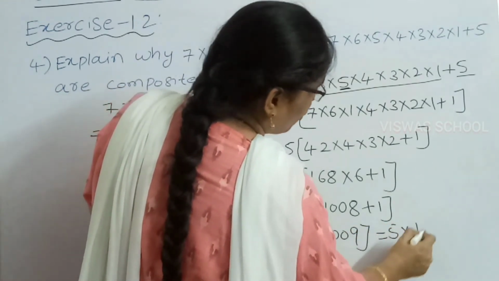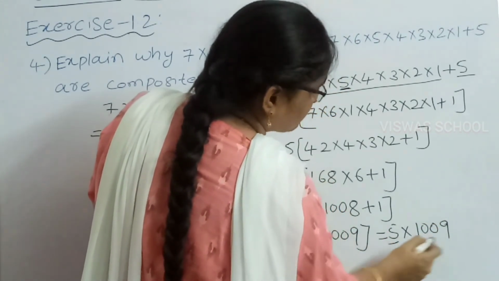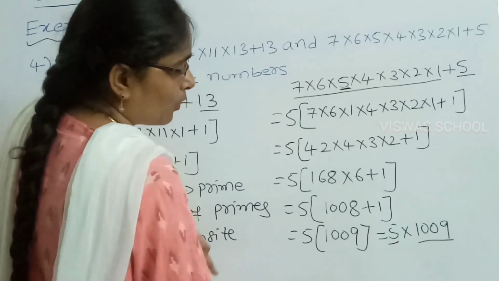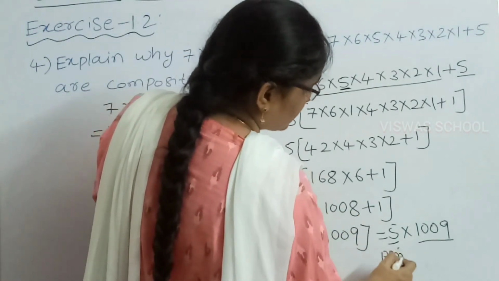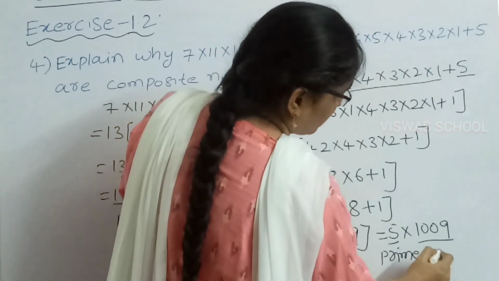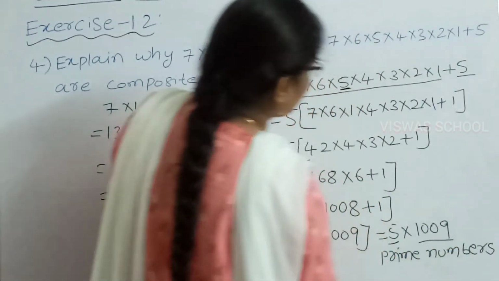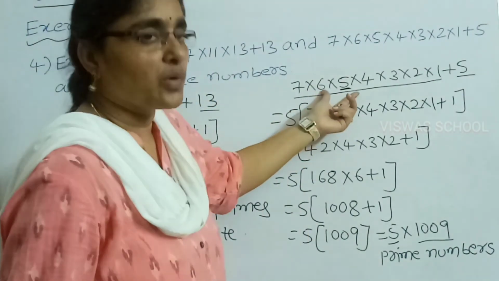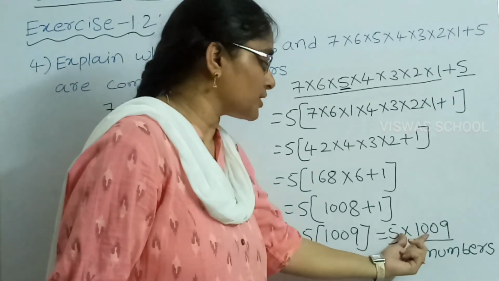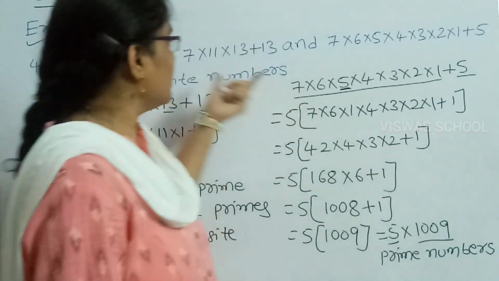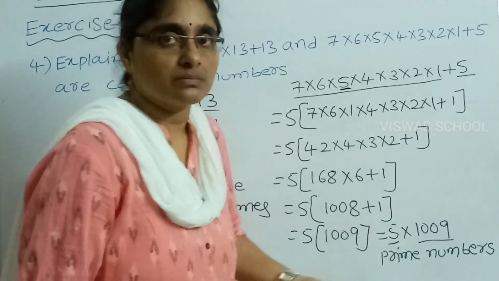That is, it equals 5 into 1009. Once you observe this 5 and 1009, what are these numbers? These two are prime numbers. That's why this is a composite number. That is, this is expressed as a product of primes. That's why these two are composite numbers.